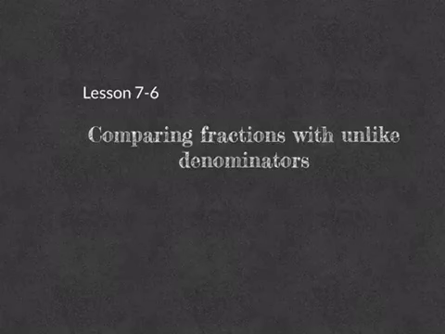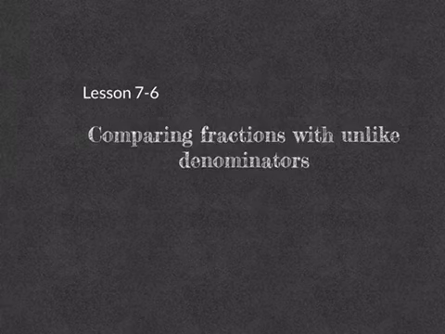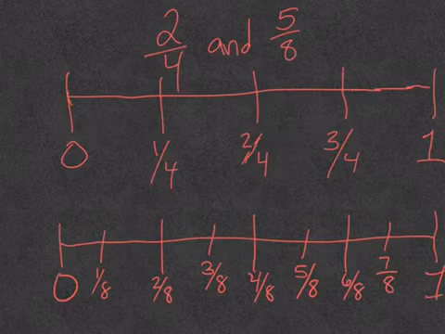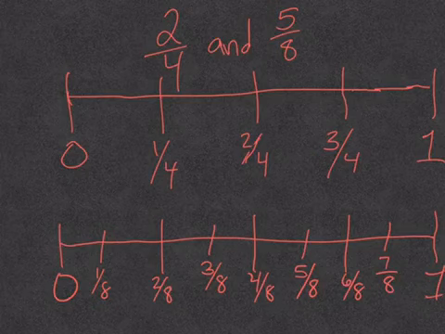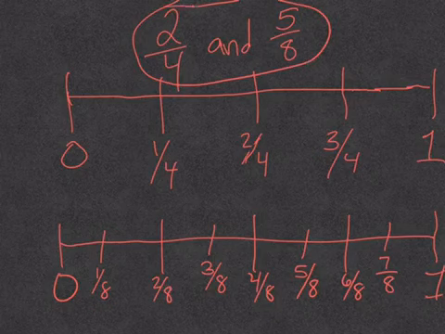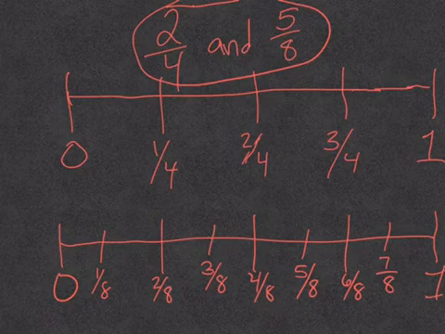Hello, fourth graders. Today, we're going to be learning lesson 7-6, which is all about comparing fractions with unlike denominators. What I have on the page for you is two number lines that have fourths and eighths. I want to compare 2/4 and 5/8. Notice how the denominators of these two fractions are different. So typically, when we have different denominators, we would feel that we can't compare them.